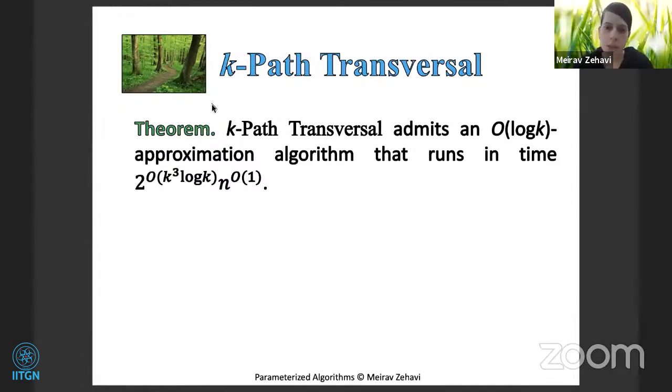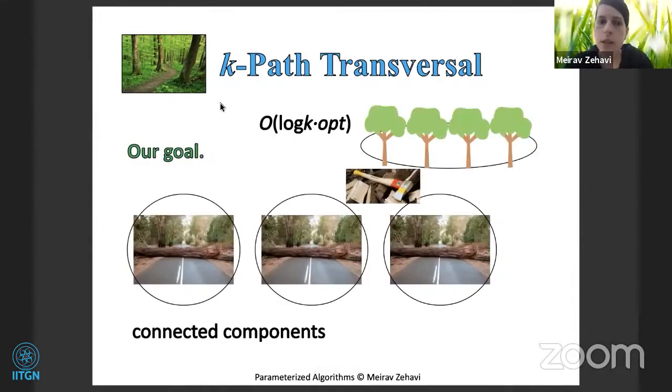Okay. So let's try to have another view of what we are trying to achieve. In the beginning, it will look like a strange view, but you will soon understand why it actually makes our life easier. So what actually do we want to get? We want to get a set of size at most order log k opt, such that when we remove it, then we don't have any k-path in the graph.